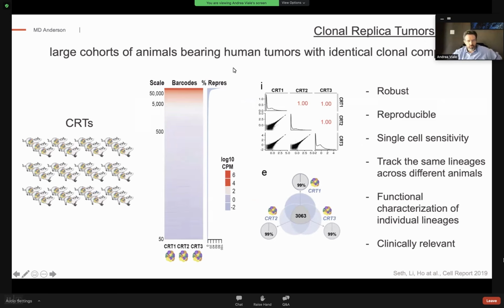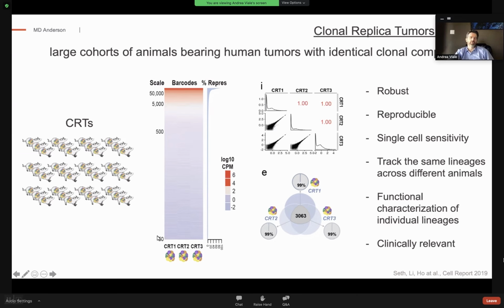I wanted to try to explain how we generated clonal replica tumors, but I realized that it took too much time. I removed 10 slides just for the sake of time. But we found a way to use barcoding and barcoded cells to generate large cohorts of animals that bear human or mouse tumors with identical clonal composition, something that we named clonal replica tumors. So here we have an example that we published some years ago.